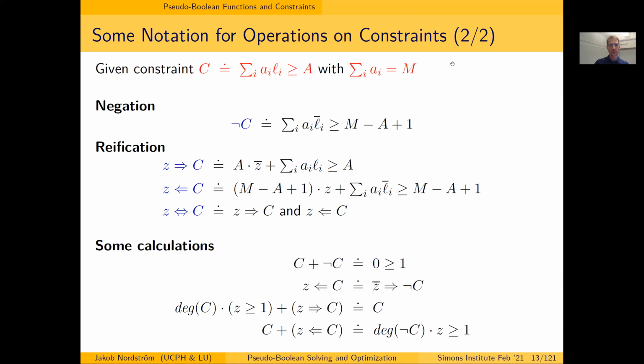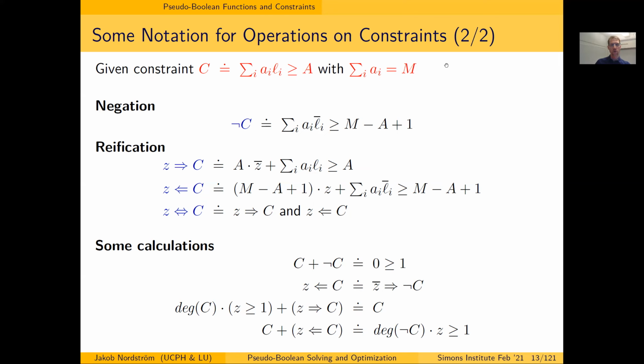Some further notation that can sometimes be convenient, and I mention this also just to make sure that we are familiar with how constraints work and how we can play with them. If I have a pseudo-Boolean constraint C, defined as the sum of a_i l_i greater or equal to capital A, where I use this dotted equality throughout the talk to denote syntactic equality, and the sum of the coefficients again is big M, then the negation of this constraint is also a pseudo-Boolean constraint. In fact, it's the same thing as the normalized form of the sum of a_i l_i strictly less than A.